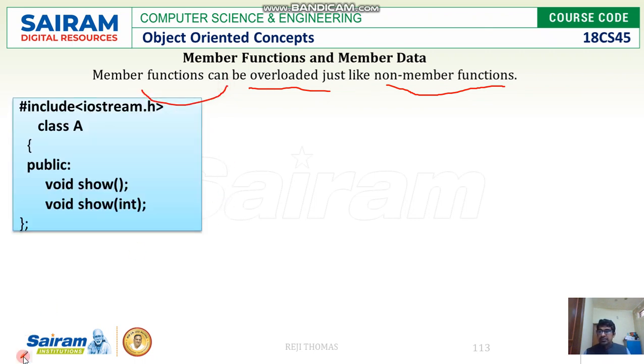Here we can see a class called A, which does not have any private member data or member functions. It has two member functions, and both have the same name but different signatures. Look at this: the first does not have any parameter or argument, and the second one has a single parameter. So this is function overloading: functions with the same name but different signatures.